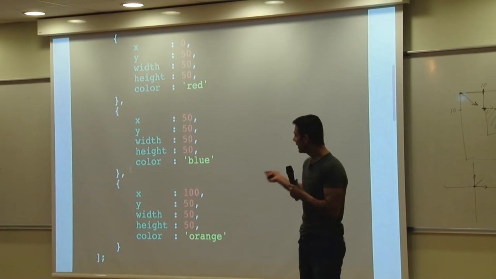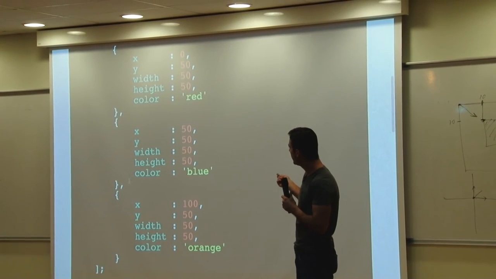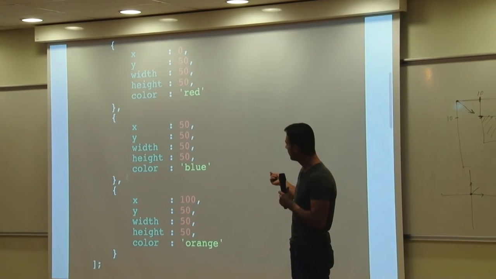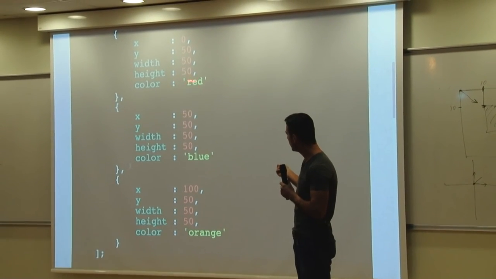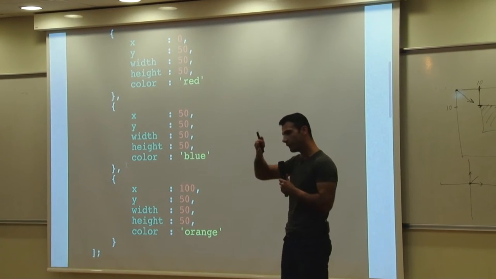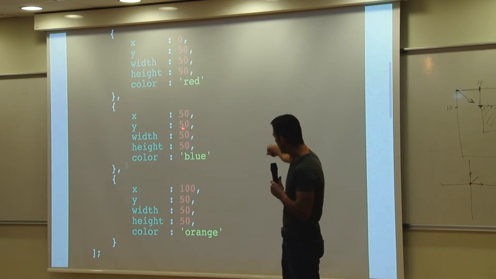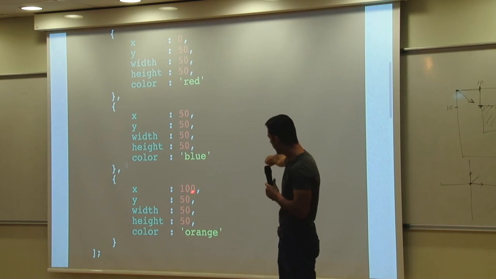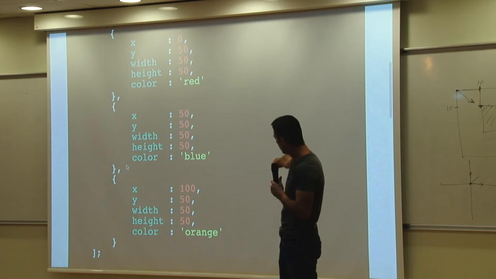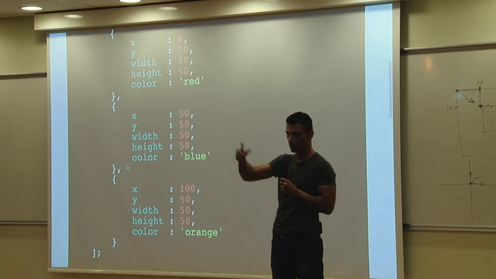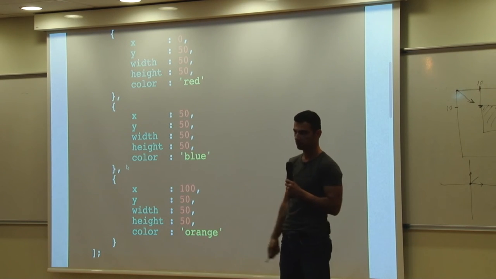Okay, so have a look at the data. We're creating at x 0 and y 50, we're doing 50 by 50, and the color we're filling it in is red. We're then shifting over 50, doing another 50 by 50, and doing blue, shifting over another 50, that becomes 100, doing another 50 by 50, and doing orange. So I make 3 boxes, red, blue, and orange. Voila.